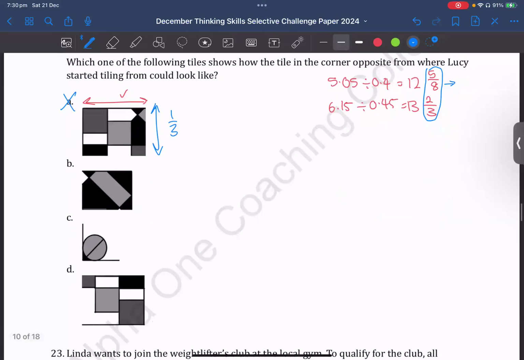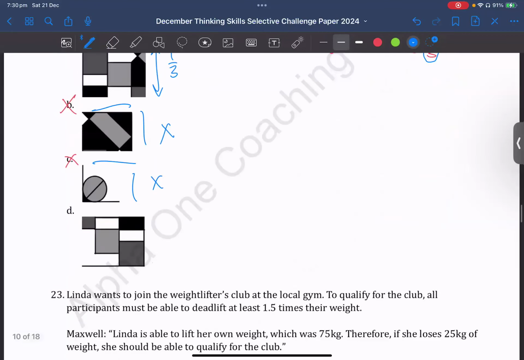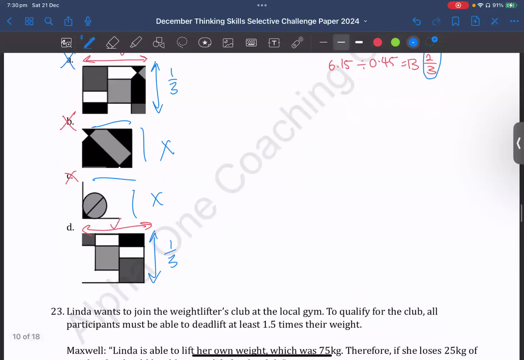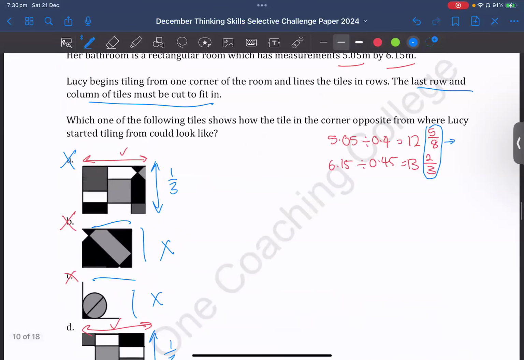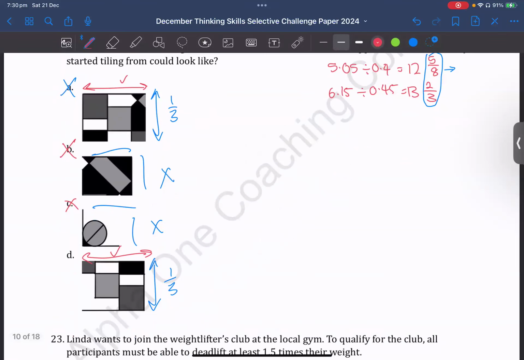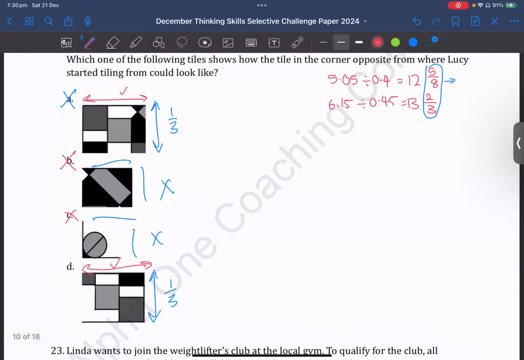Moving on to B and C, I think this is pretty straightforward. Both the dimensions are wrong, which is why it's not the best answer in my opinion. And with D, honestly, it's the same reasoning as A, where the length makes sense, but the height doesn't. It looks more like 1/3 or maybe even a half of the height, but not that 2/3 that we were looking for.